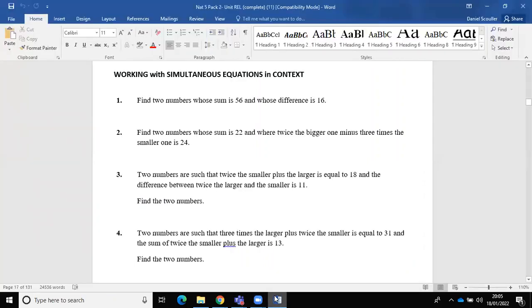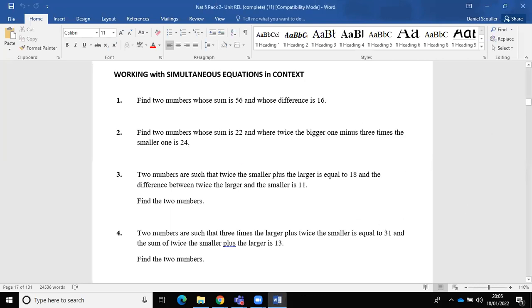Question 2 is quite similar in that respect. Two numbers whose sum is 22, and then it adds a wee bit of added complication. Questions 3 and 4 aren't particularly nice, but it's just getting you into that idea of taking information from a bunch of lines.